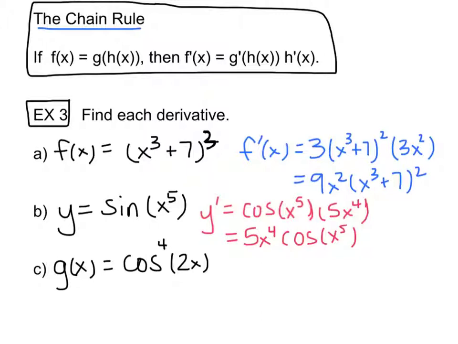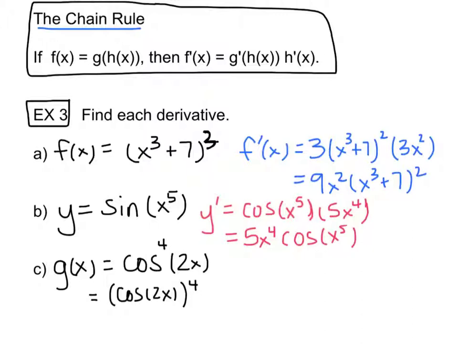Okay, let's do another one. So this time, cosine to the 4th power of 2x is the exact same thing as cosine of 2x quantity 4th power. So that 4th power that was by the cosine really means you're doing the 4th power of all of cosine 2x.